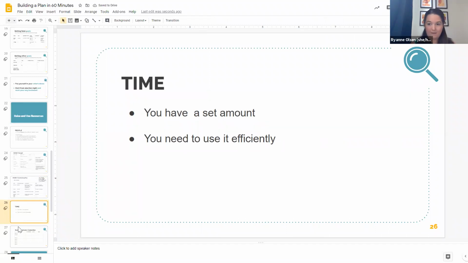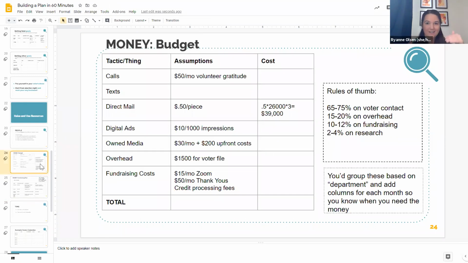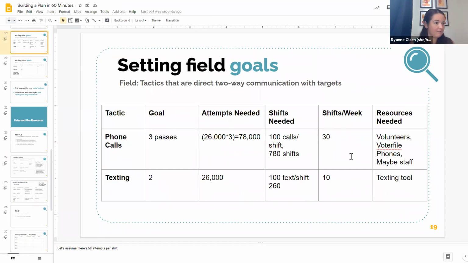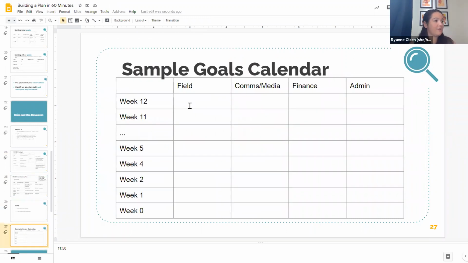So finally, time, which is fitting because I have 1 minute left. But basically what you'd want to do is once you have a sense of, okay, we have our tactics and our weekly goals for that, right? We have our budget, how much everything will cost. We have our weekly goals around fundraising. We would want to go through and put it all in a calendar that looks like this.